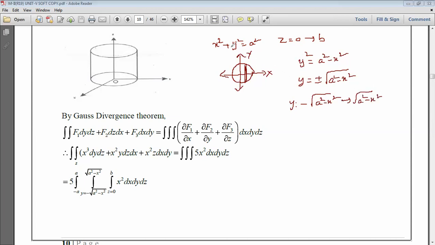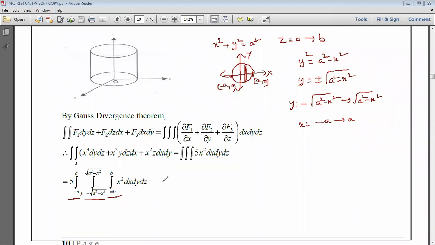And for getting the x limits, the entire curve is bounded between the points minus a to plus a. So minus a to plus a. That's why we wrote the limits: x is from minus a to a, y is from minus this one, and z is from this.